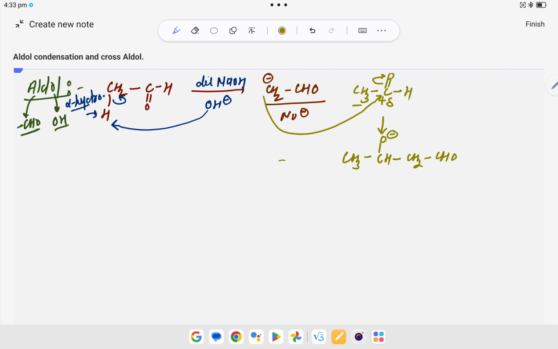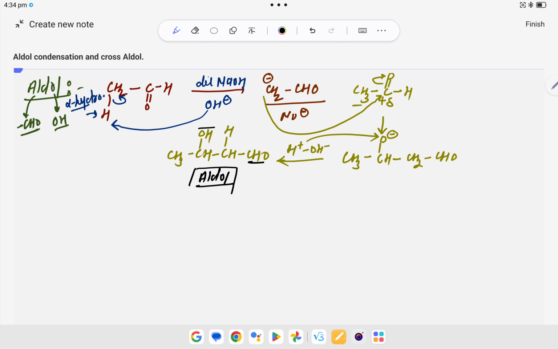After that we are using dilute NaOH. So NaOH, H plus and OH minus species are present here. That H plus will approach this oxygen, and finally you are getting CH3, CH, and one OH I am writing here, then CH2, one H I am writing here, and CHO. So check the species, children. This is your aldol. Here this is your aldehyde and this is your OH. So aldol formation is done.